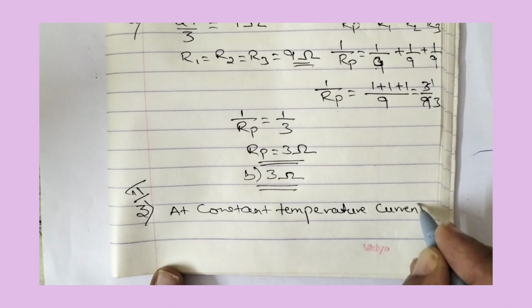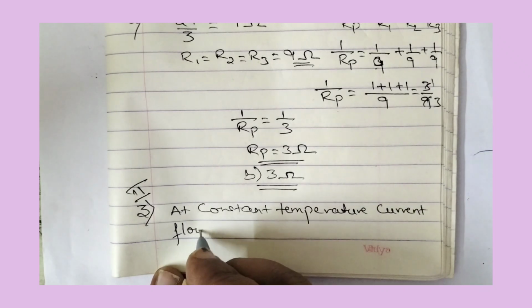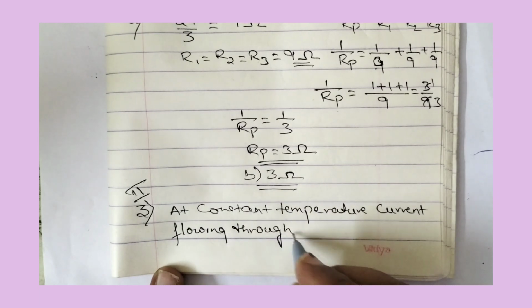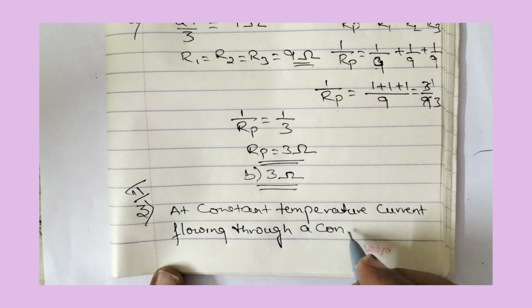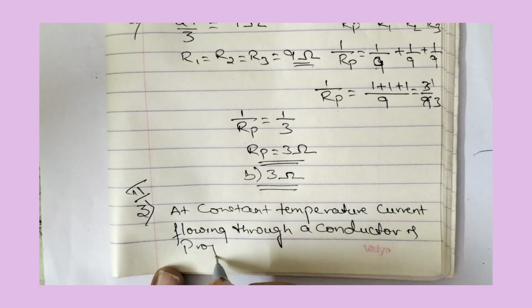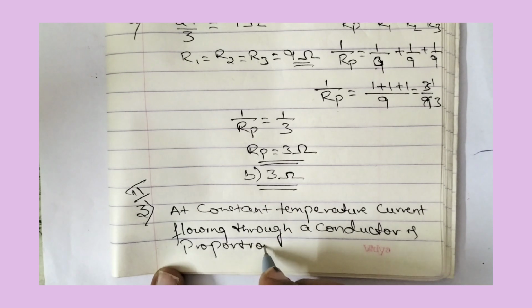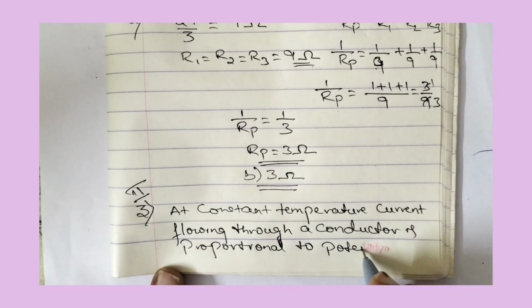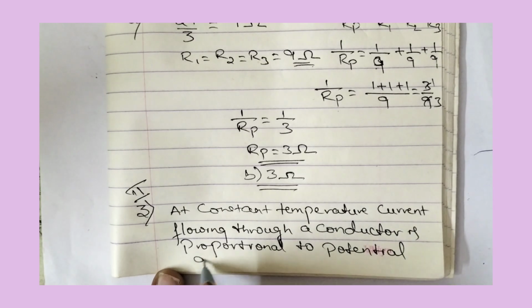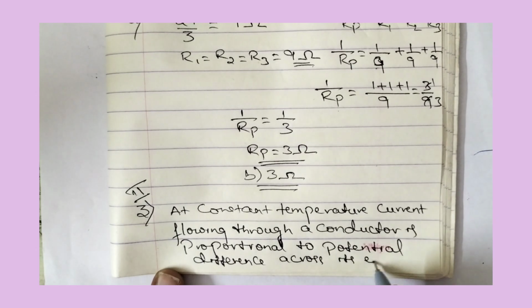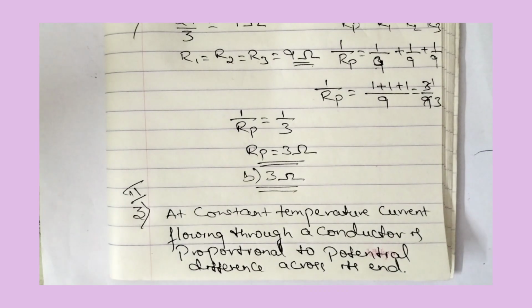current flowing through a conductor is proportional to the potential difference across its ends. So this is Ohm's law.